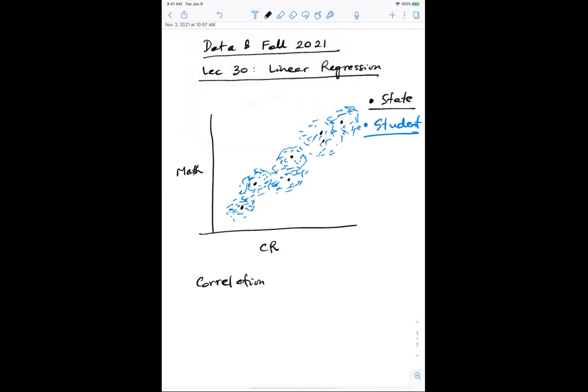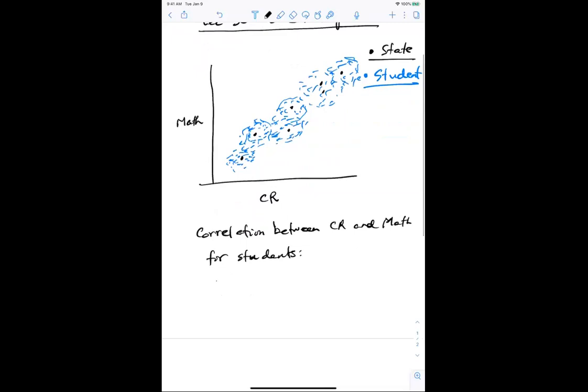the correlation between the reading and math for students, okay, over to you. Equal to 0.9847, less than 0.9847, greater than 0.9847, which? Yes. This is less than the correlation between state averages.